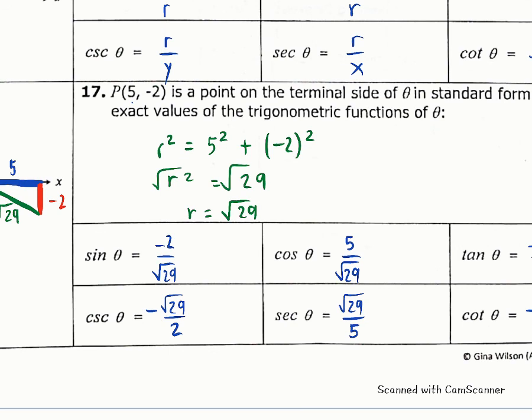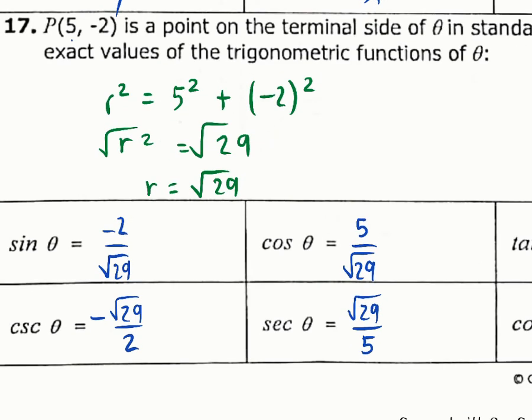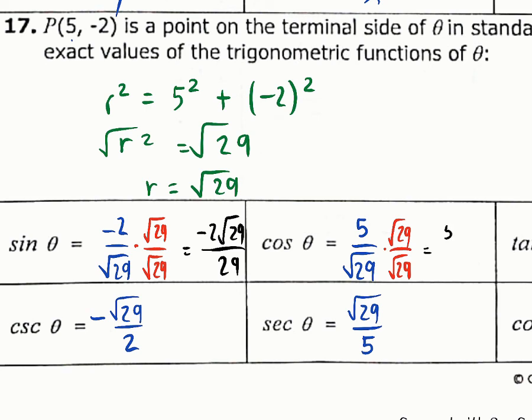Alright, so y'all see anything that needs to be cleaned up a little, according to what we talked about last week? The sine and cosine. I need to multiply by the square root of 29 over the square root of 29 to get that radical out of the denominator. So here's my final answers for those. This one is negative 2 square root of 29 over 29. And this one is 5 square root of 29 over 29. Now, I'm 100% done. So, y'all see that?